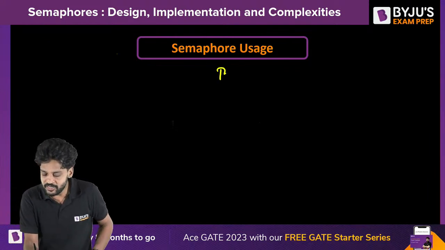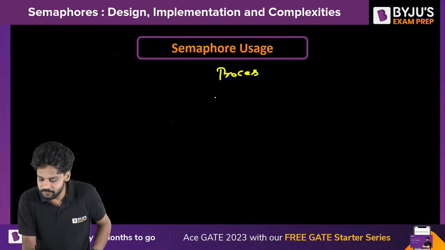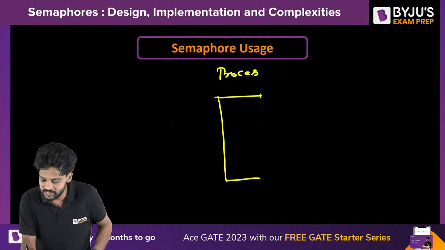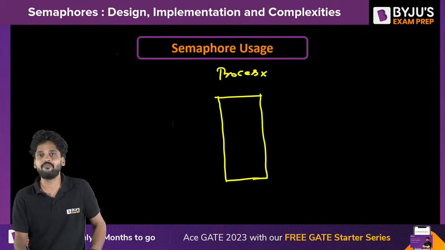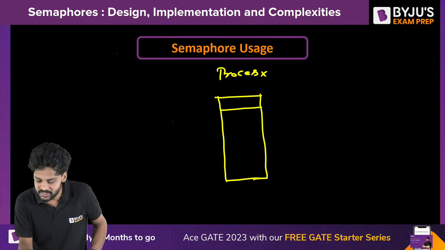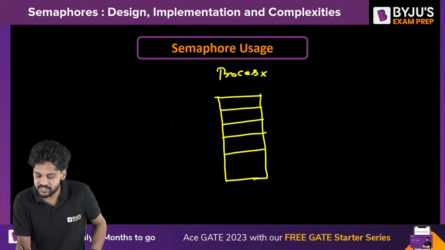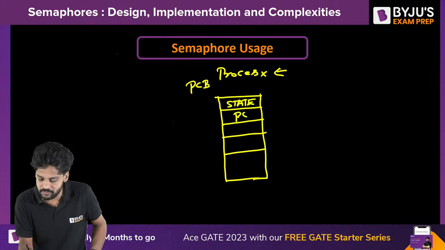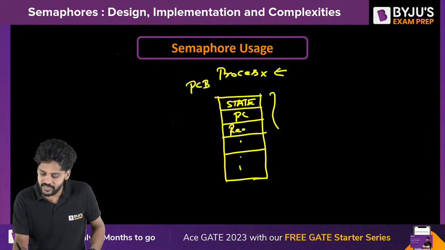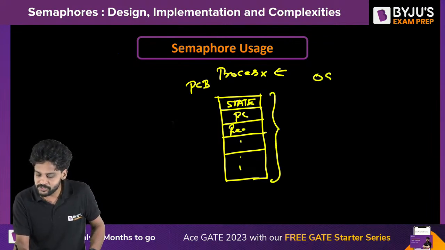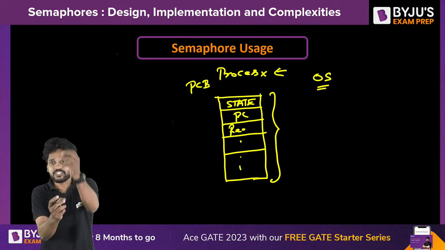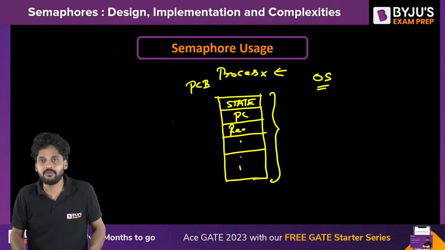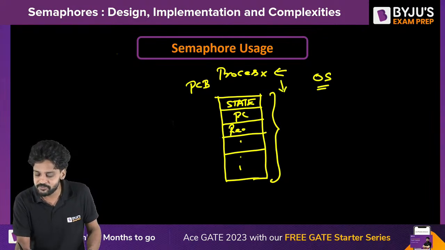Every process will have a PCB. There is a PCB associated to every process. Let us say there is a process X. Process X will have a PCB. What is a PCB? A PCB is nothing but a table that represents the state of this process. In this PCB, the process will have a state, a program counter, some register values and some other data. Total data is maintained by the operating system for every process. Every process which is active in the main memory will have a PCB within the operating system's kernel.